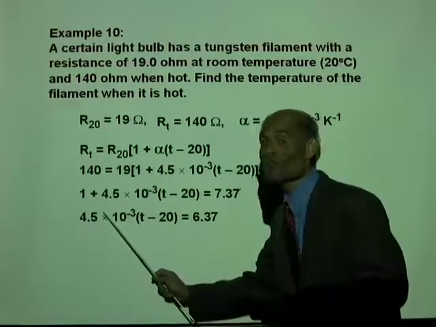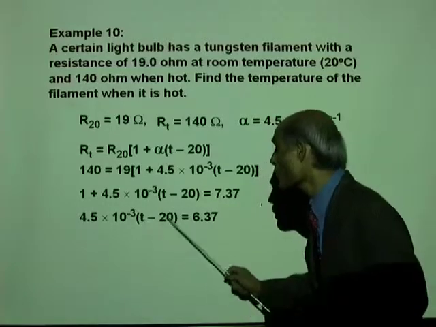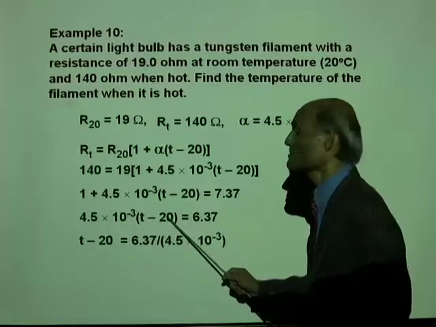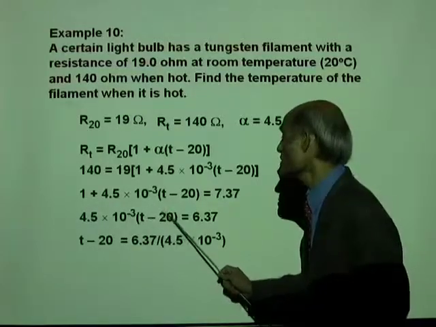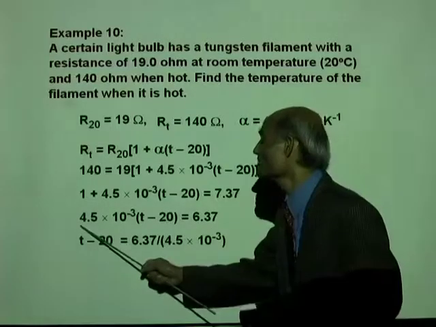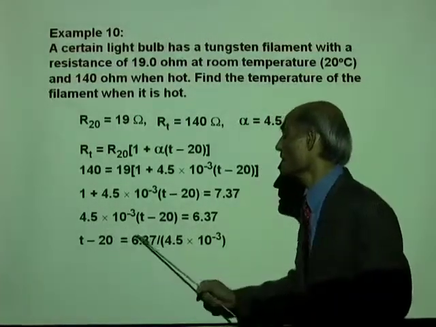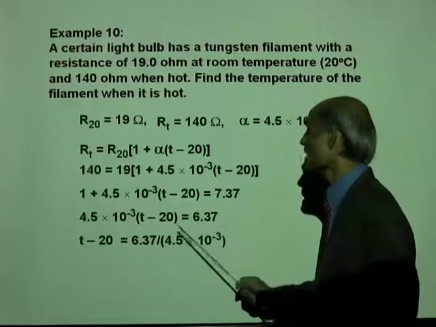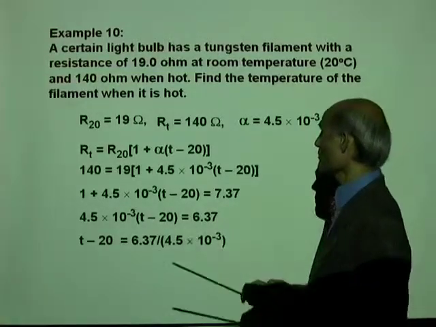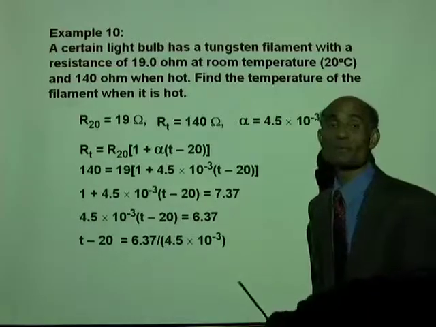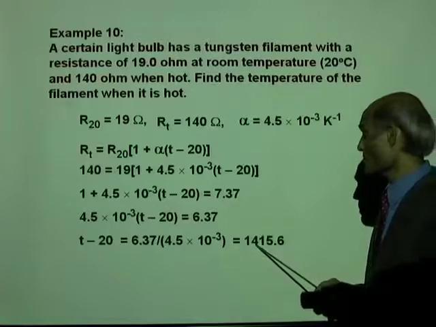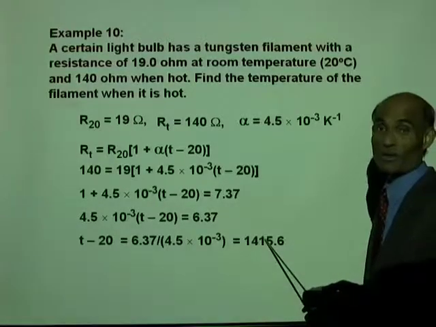And what you need to do is distribute this quantity, T minus 20, see, rather than distributing, T minus 20 equal to 6.37 divided by this number. And that's easy to do on your calculator. What is 6.37 divided by 4.5 times 10 to the negative 3? You must do it and make sure that you have that value. Or if I'm wrong, tell me about it.